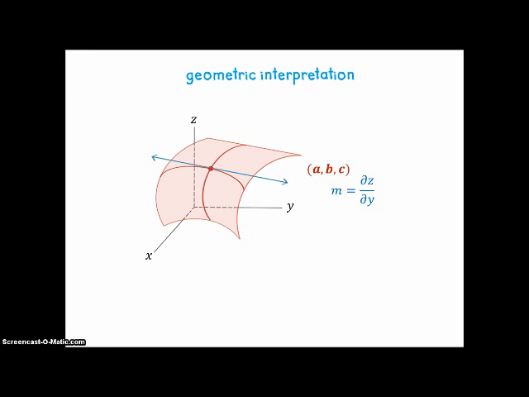Now if we draw a trace using a plane parallel to the xz plane, then we have what we call the x curve through ABC, and it's parallel to the xz plane, and it has a tangent line. And again, we're treating y as though it wasn't there, and we're just looking at the relationship between z and x. And so the slope of that line is the partial derivative of z with respect to x.